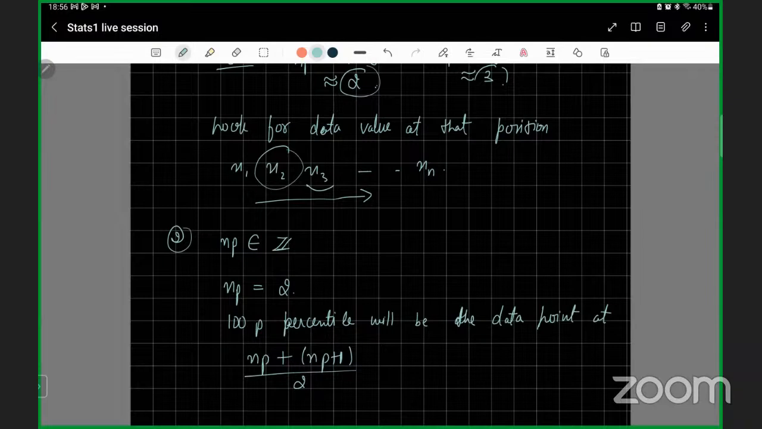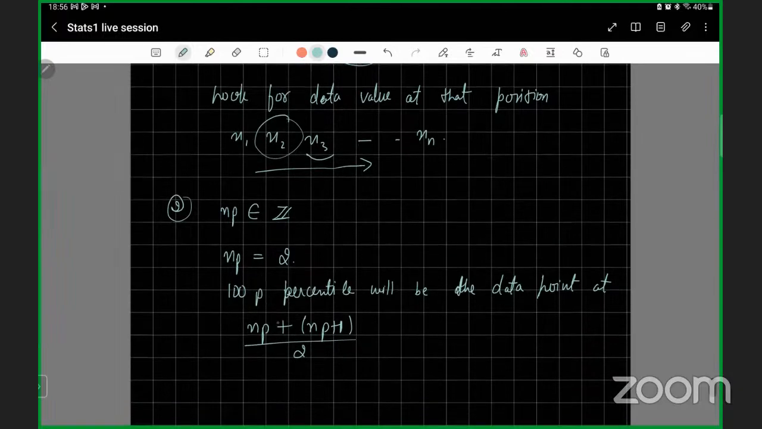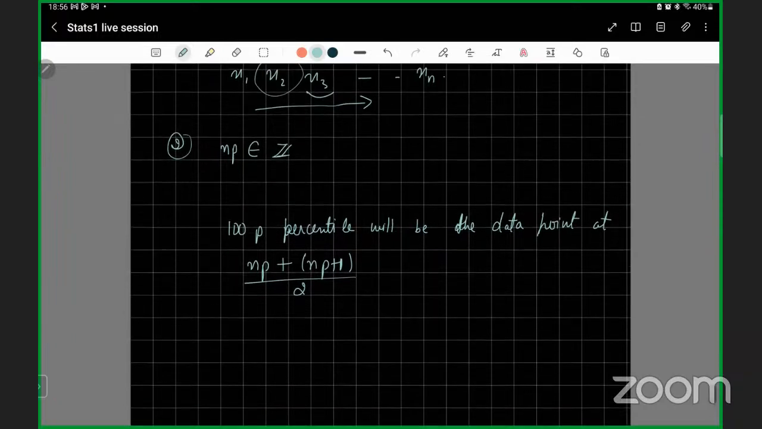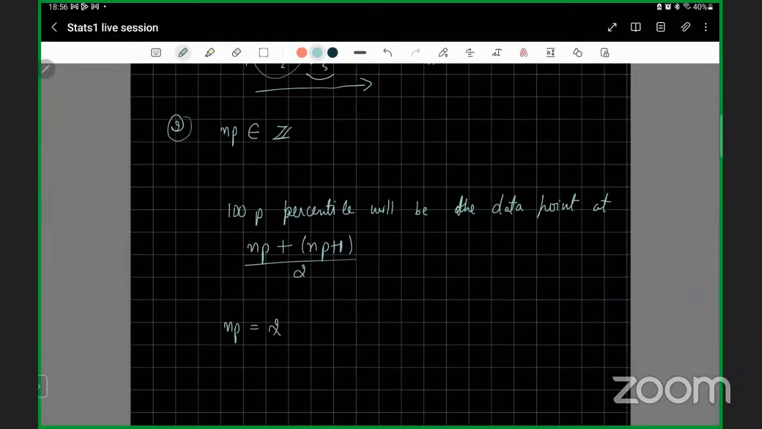Is it clear? What is NP plus 1 in the bracket? It is just the next number. For example, NP comes out to be 2. Then if you have to find the 100p percentile, you will take the average of the 2nd and 3rd observations, where NP plus 1 equals 3.